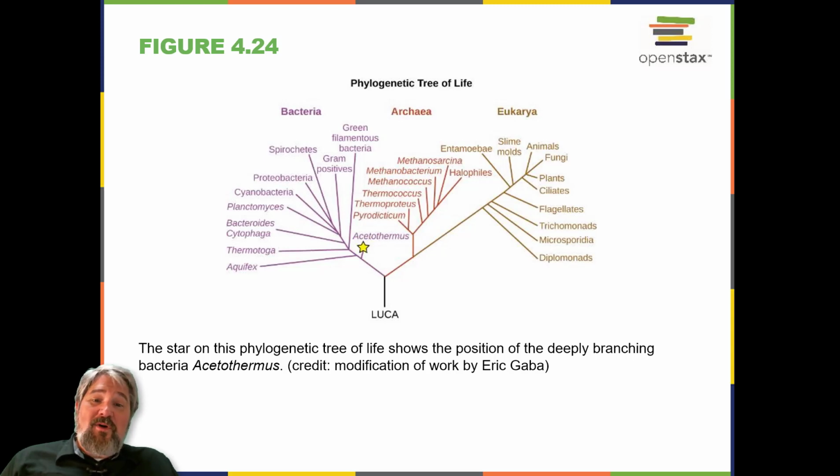Acetothermus paucivorans, a gram-negative anaerobic bacterium discovered in 1988 in sewage sludge, is a thermophile growing at an optimal temperature of 58 degrees Celsius. Scientists have determined it to be the deepest branching bacterium, or the closest evolutionary relative of the LUCA.